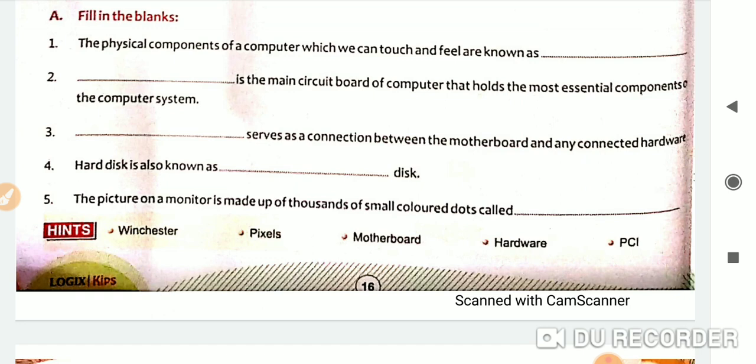Third is PCI. PCI serves as a connection between the motherboard and any connected hardware. Fourth one, hard disk is also known as Winchester disk. And the last one is: the picture on a monitor is made up of thousands of small colored dots called pixels.